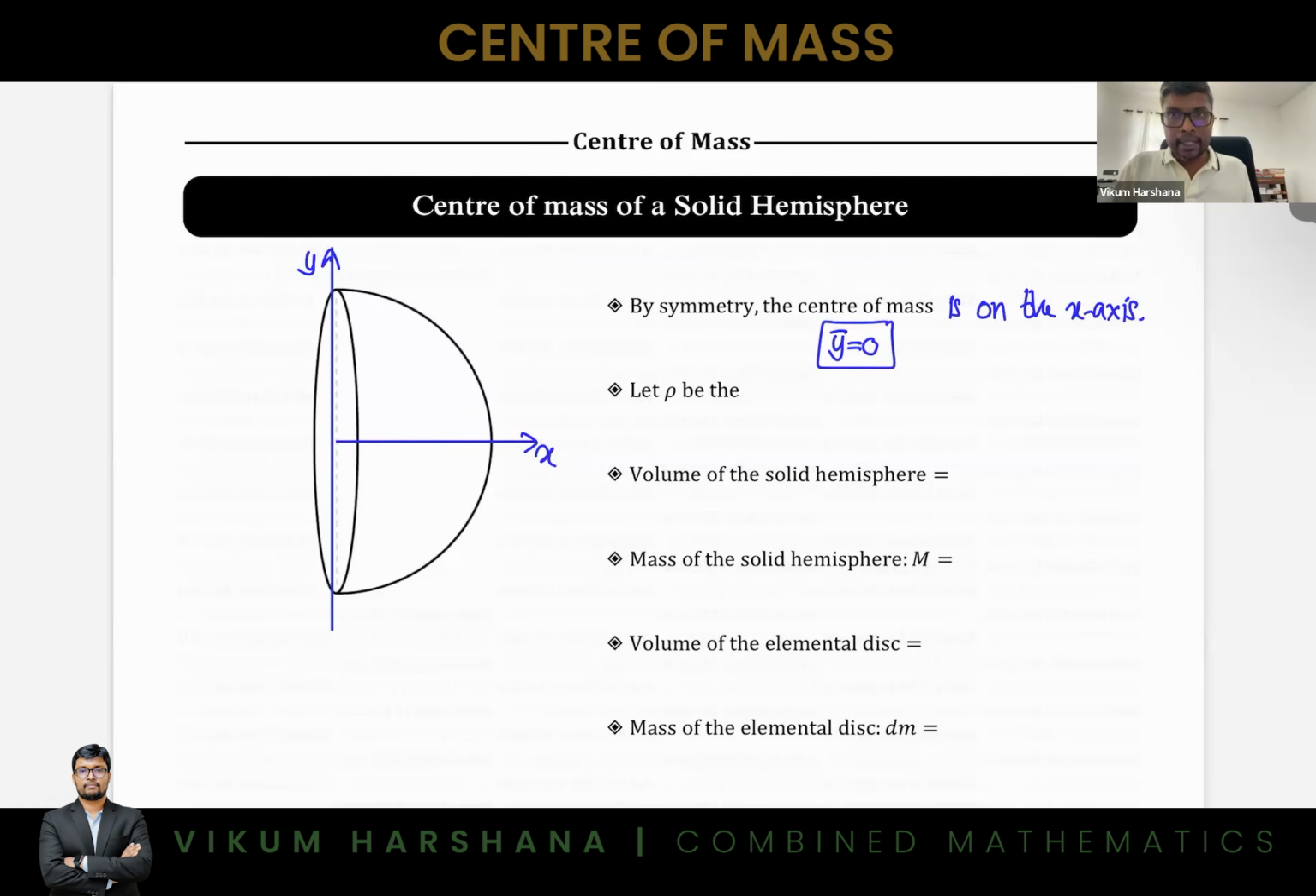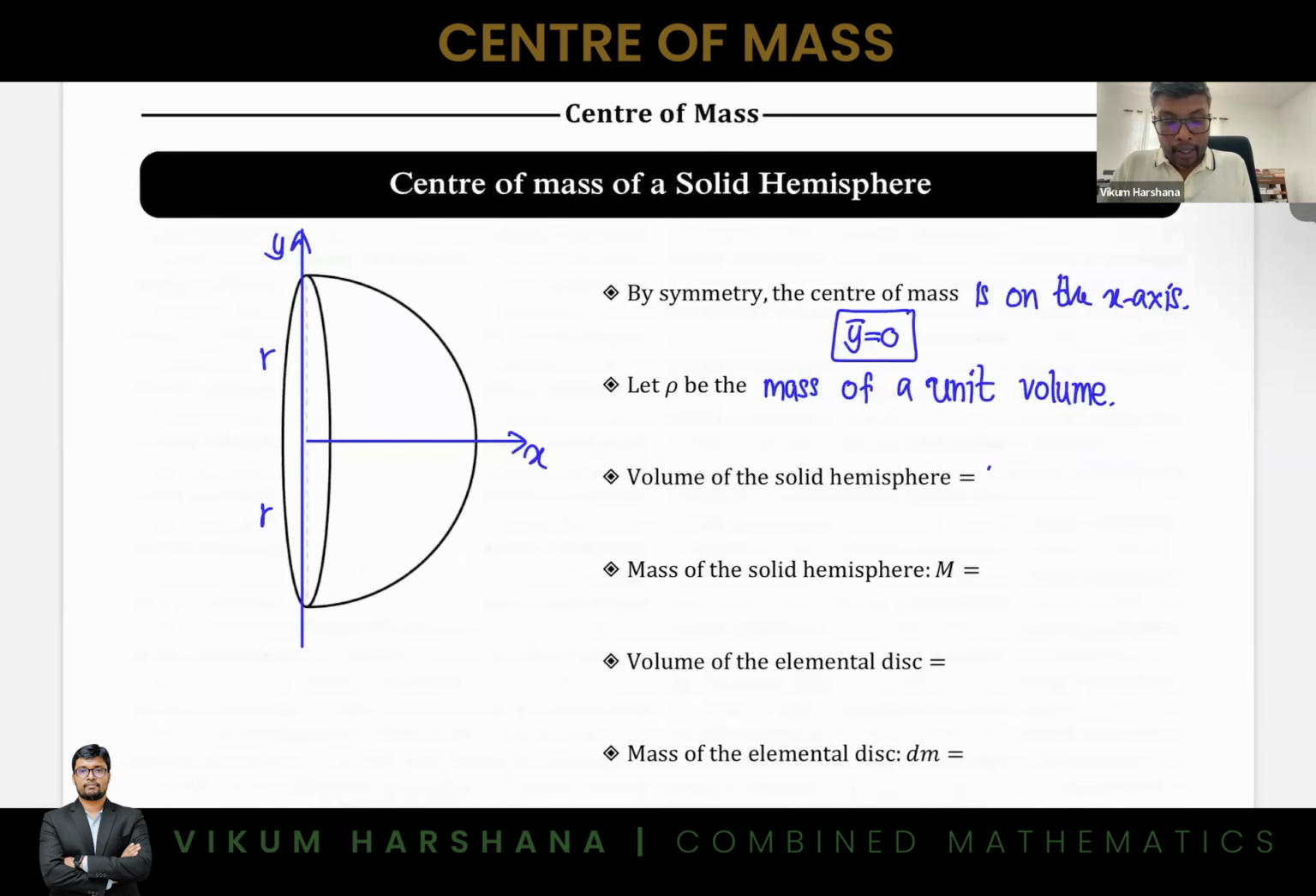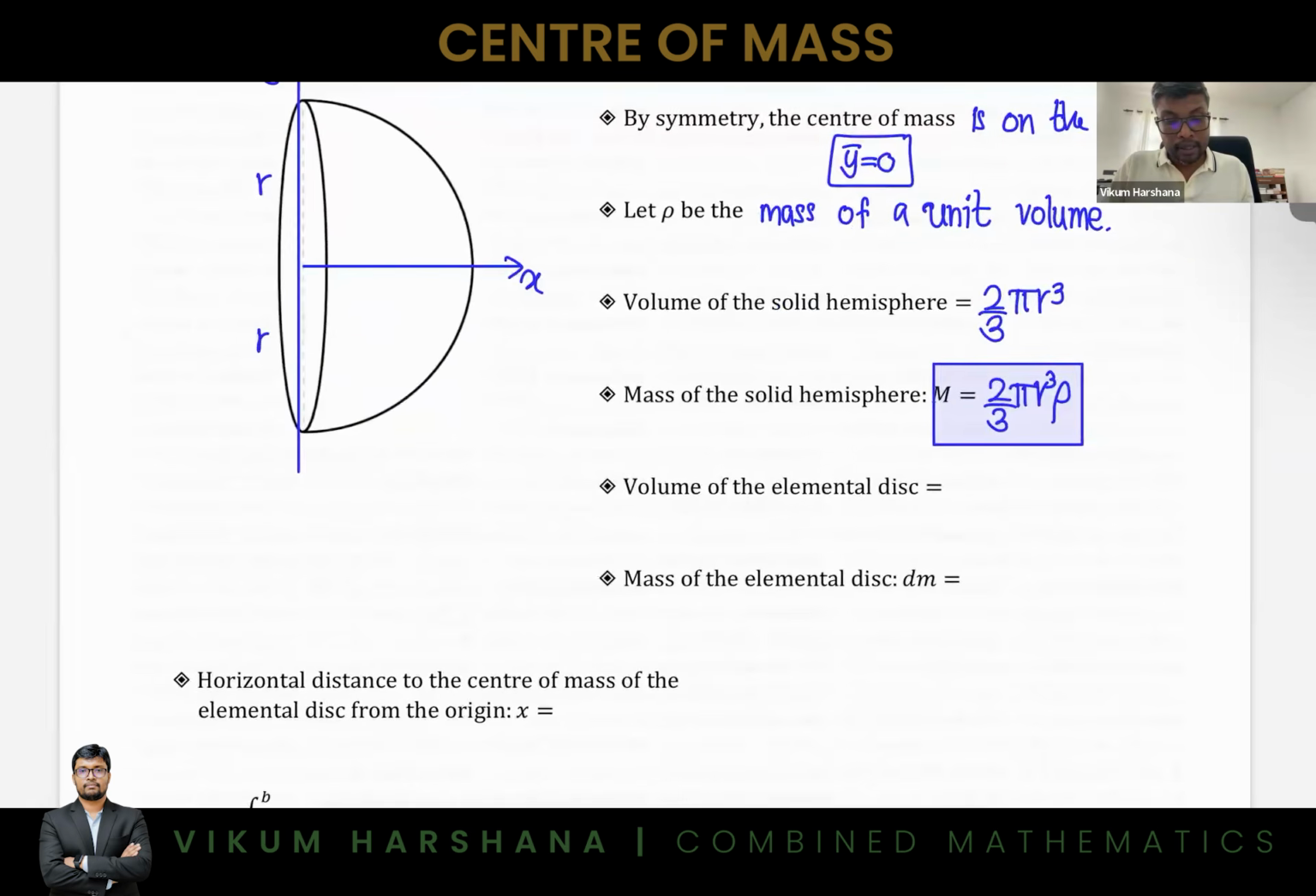Now, still it's a volume question. So let rho be the mass of unit volume. It's all about volume. Okay, now let's take this as R, volume of the solid hemisphere. Yes, volume of a sphere is 4/3 pi r cube. So half of that is 2/3 pi r cube. So let's multiply it by rho. That's how you convert volume into mass. So it's 2/3 pi r cube rho. So that's the total mass. Done. It's getting easier, no?